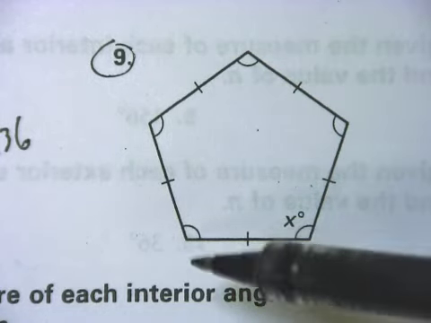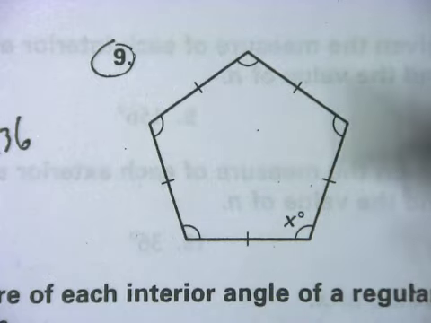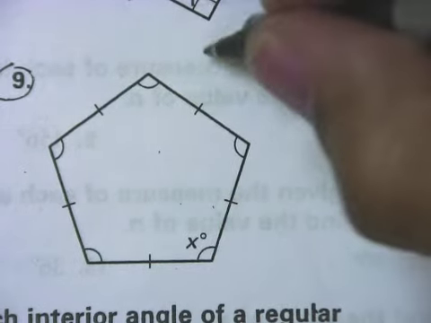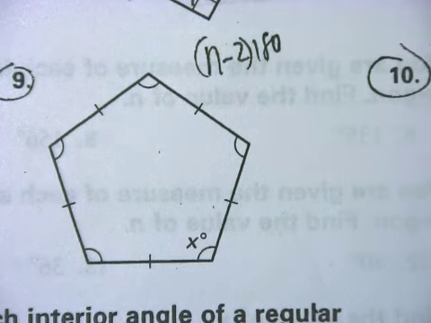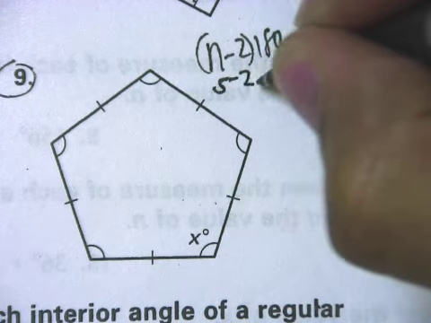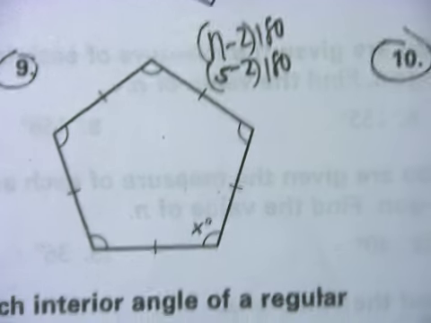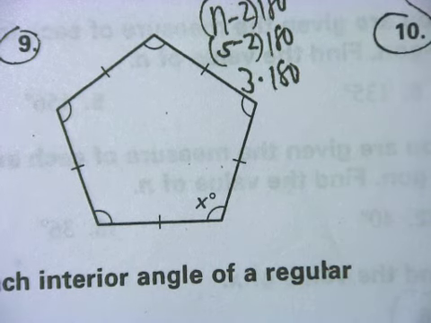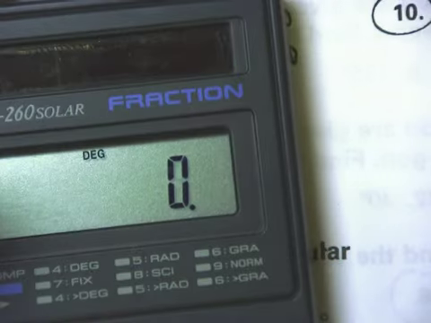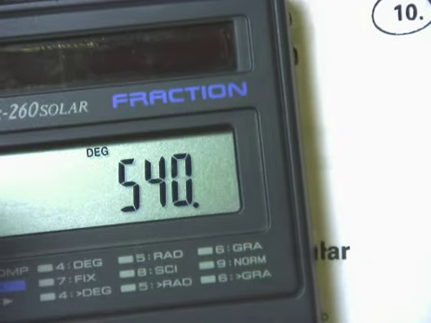Number 5 here, I have a pentagon. But very interestingly, what I have here is a regular pentagon, meaning all the sides are equal and all the angles are equal. All the angles are congruent. Well, how many degrees should be inside a pentagon? Let's figure that out. There's my formula. 5 minus 2 is 3 times 180.